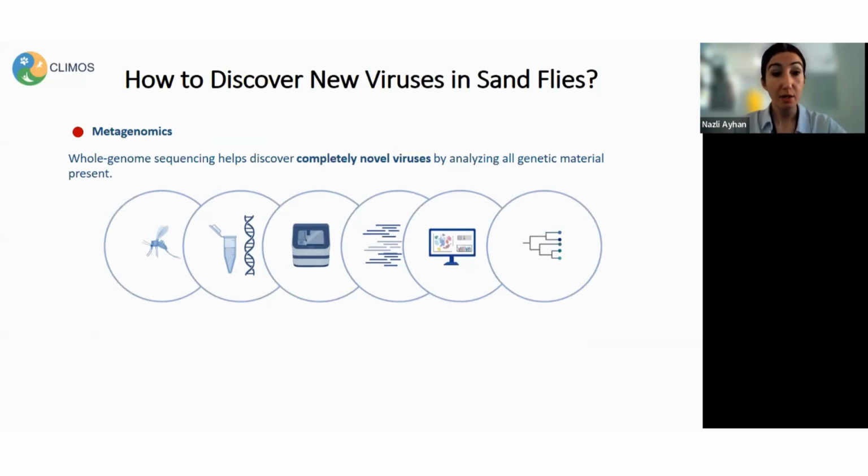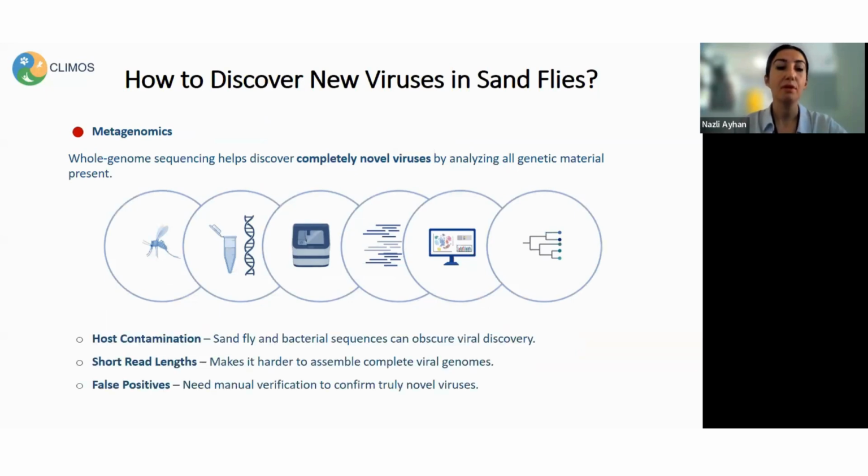But since we are sequencing everything in the sample, we can have some host contamination. Sandfly or bacterial sequencing can obscure viral discovery. Short read lengths make it hard to assemble the complete viral genome. Or we can have some false positives. This can be overcome with manual verification and confirmation of the novel viruses.